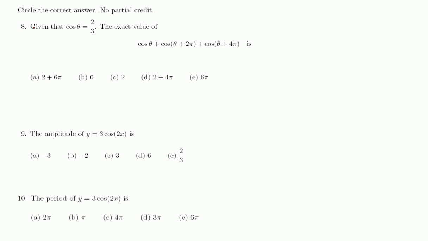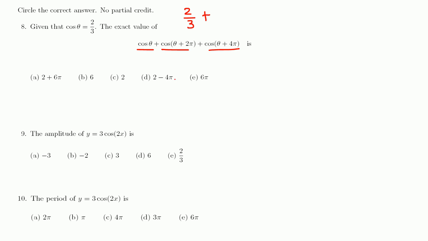Circle the correct answer, no partial credit. In number 8, we are given that cosine theta is 2/3. Then find the exact value of this. So we have three terms, and it's given cosine theta is 2/3, plus cosine of theta plus 2 pi.